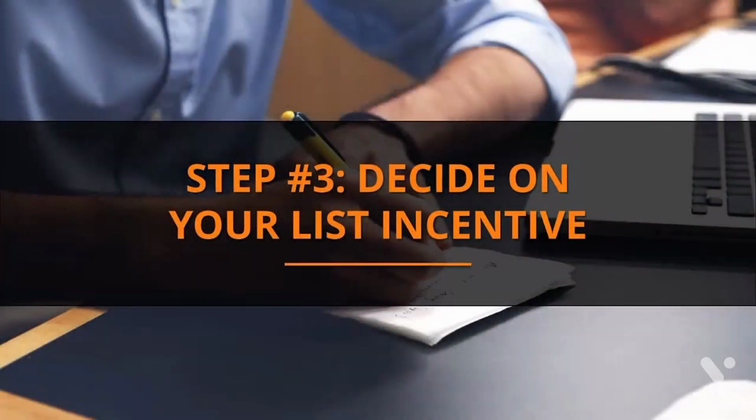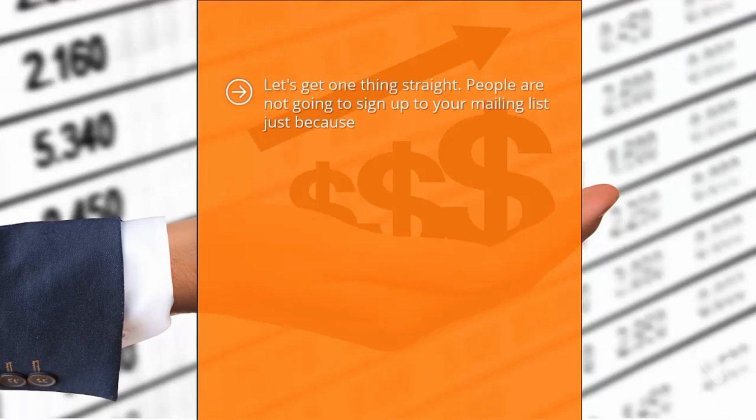Step number 3. Decide on your list incentive. Let's get one thing straight. People are not going to sign up to your mailing list just because. It is not like they don't have anything else better to do. You have to give them a compelling reason to sign up for your mailing list. There has to be something in it for them. This is where incentives come in.